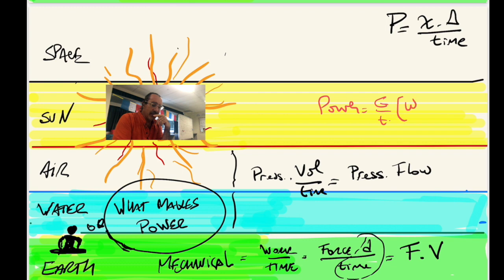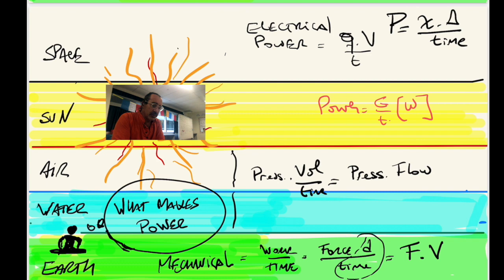So solar power is the energy over time, just the definition of energy in watts. And when we look at electrical power, we're looking at two concepts. Remember, energy was charge multiplied by voltage over time, but charge over time was current. So there are two factors for electrical power. One is the current and the other one is the voltage.